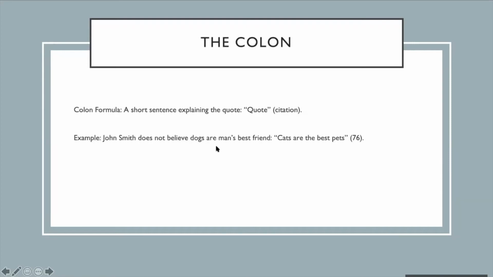So let's get into this a little bit more. The example: John Smith does not believe dogs are a man's best friend, colon, cats are the best pets. And then a citation and the period. So again, this is a little bit of background information. Maybe we don't know who John Smith is. Maybe we want to know what in the world his quote's going to be about, that he thinks cats are the best pets. So the colon gives us that space, gives us a little room.